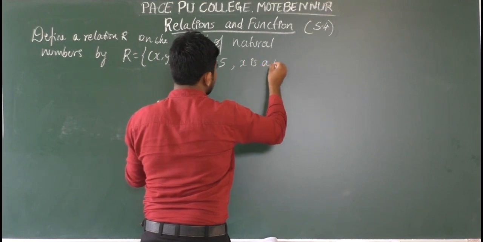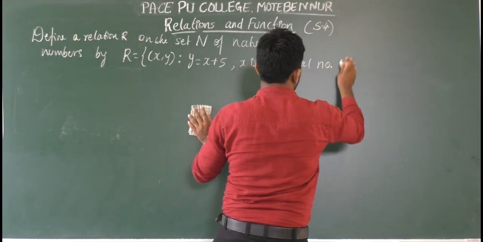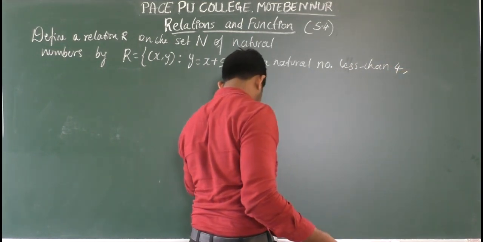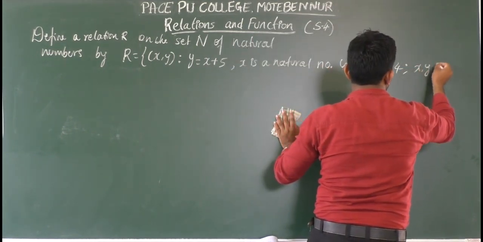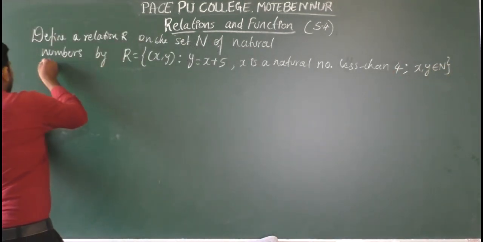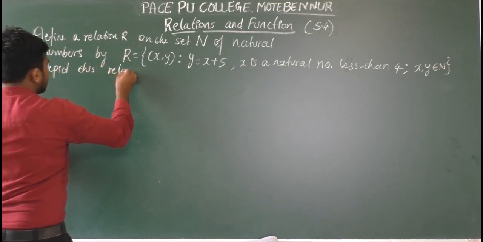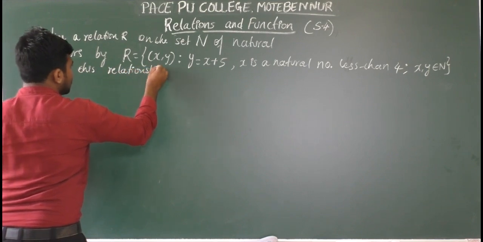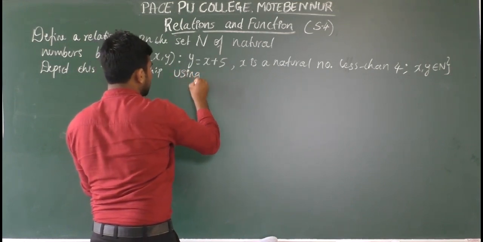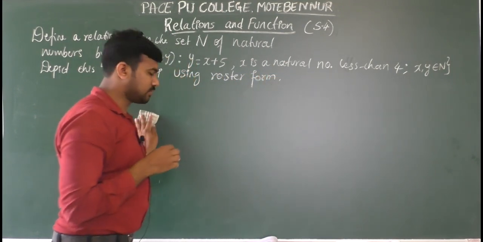x is a natural number less than 4, comma, x comma y belongs to N. Define this relation using roster form, not arrow diagram here. They ask to define it by roster form.